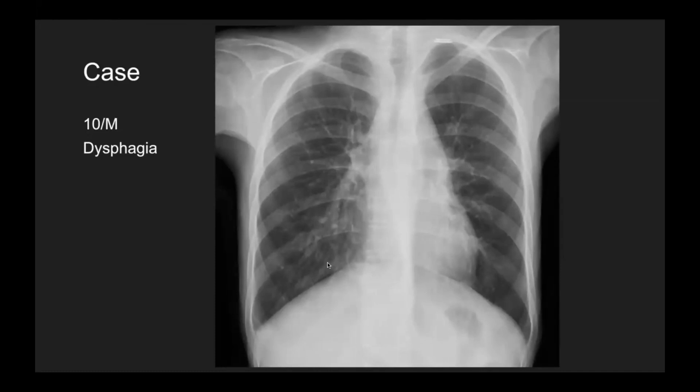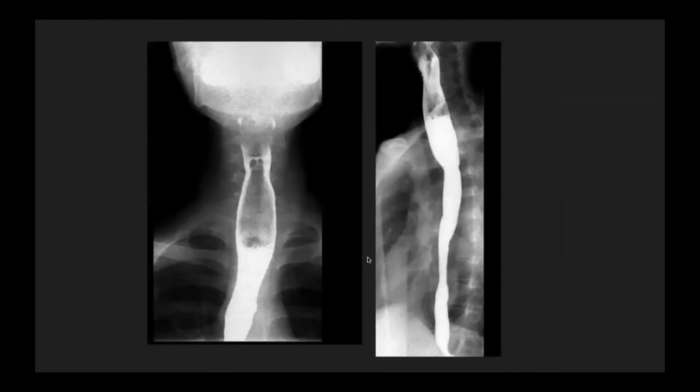Now the child presented with dysphagia. So a barium swallow was done. What we see is a distended or dilated esophagus at the upper thoracic part, whereas at the lower thoracic part, there is a smooth, subtle narrowing at the distal thoracic esophagus.